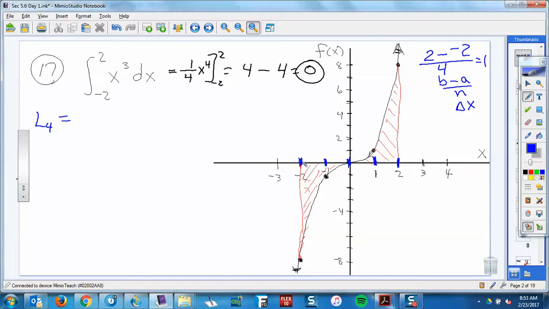So my first left rectangle, we're going to go down here on the left edge to here. We're going to go over 1, and then we're going to draw to there, and that is going to be our first left rectangle.